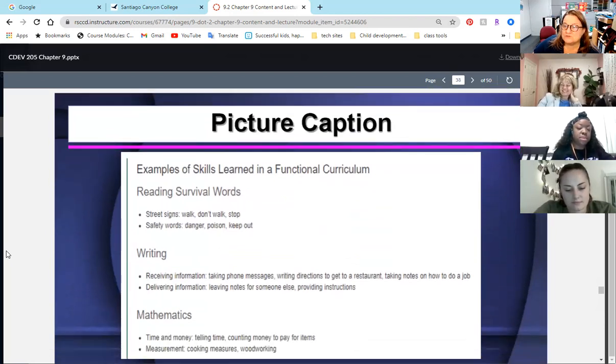So again, functional curriculum is, can you read an exit sign on a door? Do you know who to go to ask for help? Do you know when to cross a street? Do you know when not to cross a street?